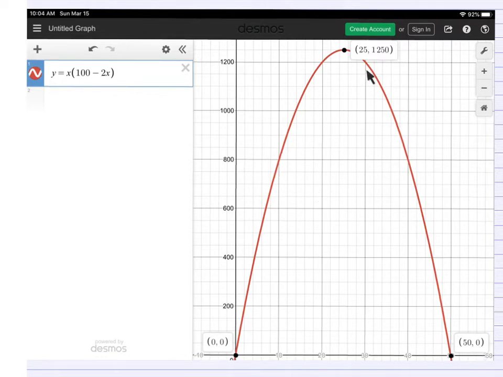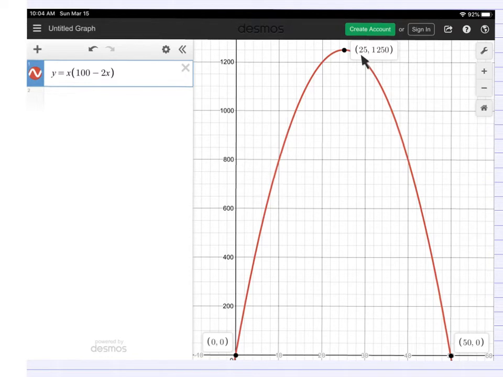So what I'm looking at is the vertex right here. It is the highest point, which means this is the maximum area for our dog. So the 25, which is our X value, or S value. So if we make the side of the shed 25 feet, it gives our dog the most room to run around. So the area is 1,250. So that's what these variables mean.